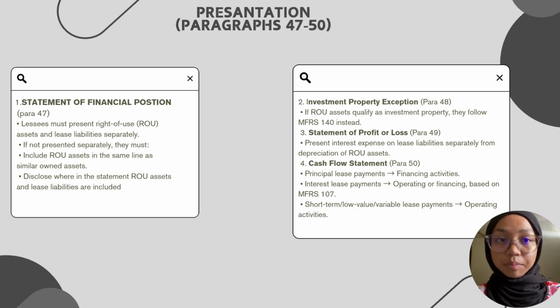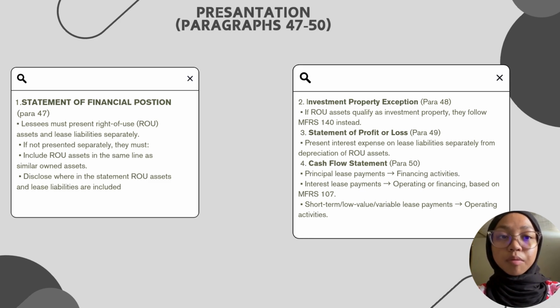If they are not separate, that means the right of use asset must be included in the same line item as owned assets of a similar nature. For example, a right of use asset for machinery would go under property, plant and equipment. So it must disclose in the notes where the right of use assets and liabilities are presented.